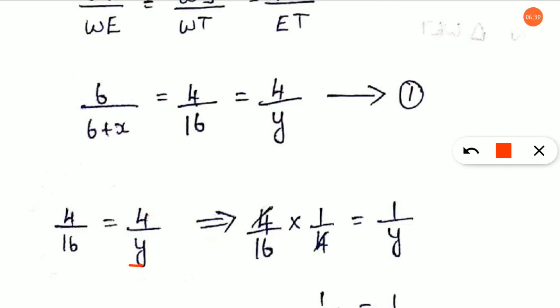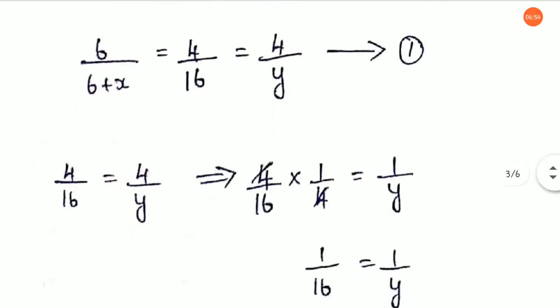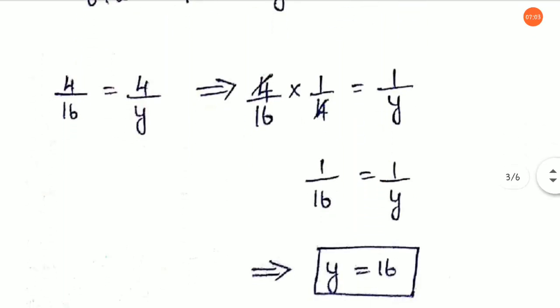I am going to keep the y in the same side, that is 1 by y is going to be here only, and I am going to take this 4 by 1 to the other side. So what will happen? 4 by 1 will become 1 by 4. Okay, and then I am going to cancel these two 4's, and the next thing, what will be remaining? 1 by 16 is equal to 1 by y. Since I need the value of y, I am going to bring the y to the other side, cross multiply, and then 16 is going to come in the numerator. So y is equal to 16.